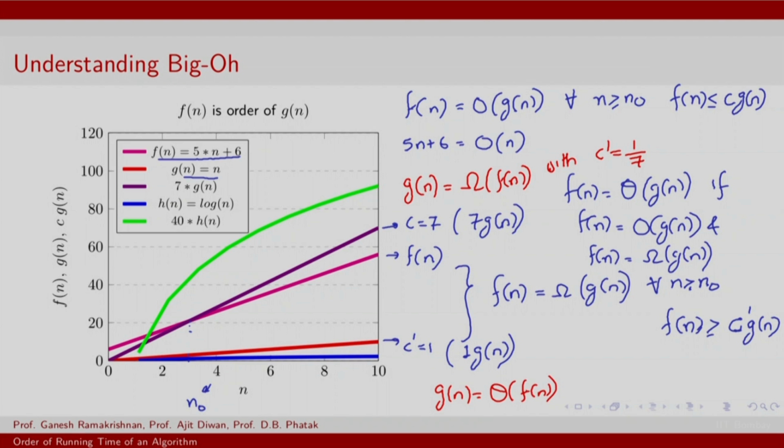This is based on the fact that g(n) is omega f(n), and you could also conclude that g(n) is O of f(n). Well, what implies that g(n) is O of f(n)? g(n) is O of f(n) with c prime equals 1, or c equals 1 if you want to be consistent with O. So g(n) is O of f(n), g(n) is omega f(n), that gives us g(n) is theta f(n).